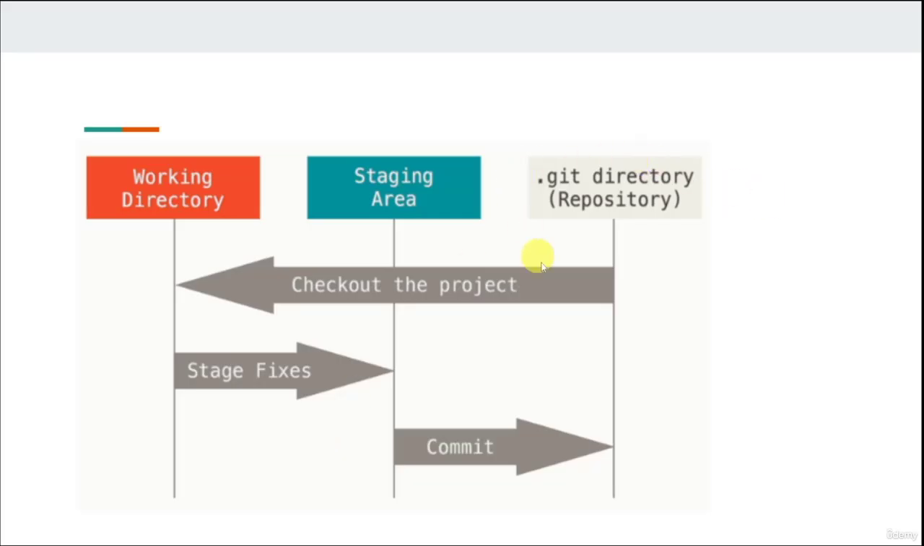Okay. So this is just a representation. This is our Git repository, the remote repository. We check out the project to our working directory and we did some modifications. Then those fixes, we call stage fixes. After stage fixes and before commit, there is a stage, that is the staging area. It means it's already modified, but it's not committed.